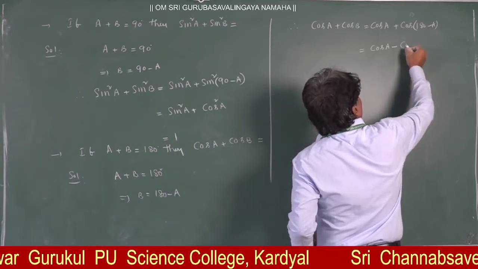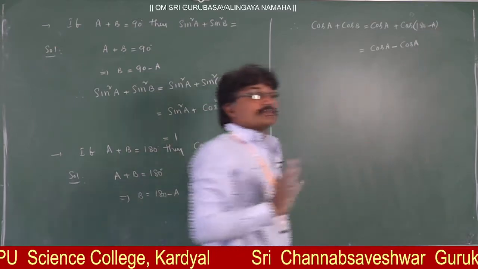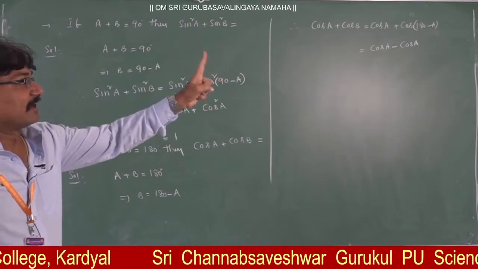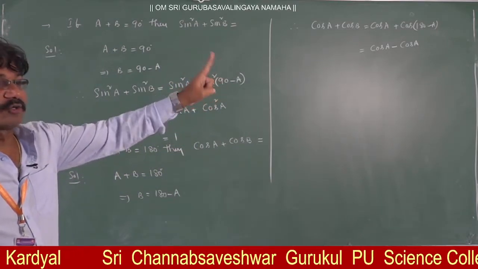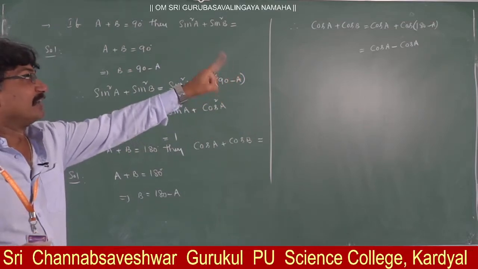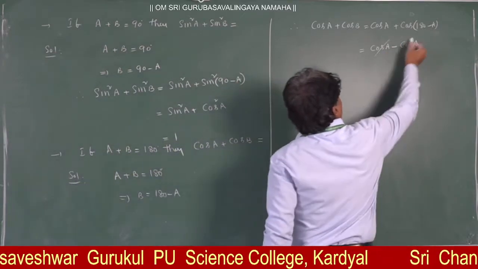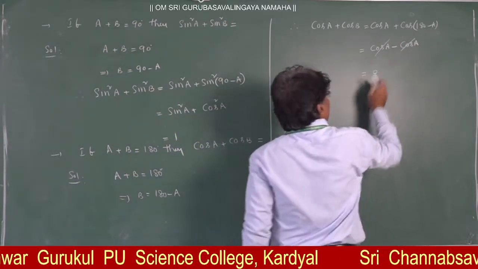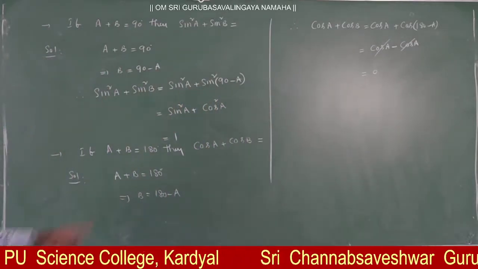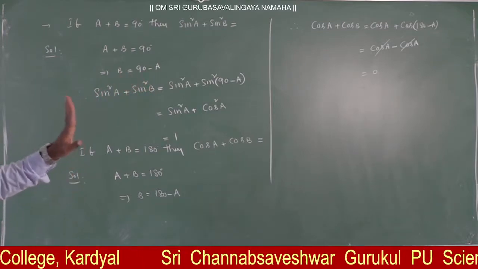Okay, now it will go to cos a minus cos a. For 180 minus or 180 plus, there is no change in the function. Okay, 180 minus theta or 180 plus theta, cos stays cos only. 180 minus theta, second quadrant, cos negative. Cos a gets cancelled, is equal to 0. Therefore, cos a plus cos b is equal to 0. That is the one concept.